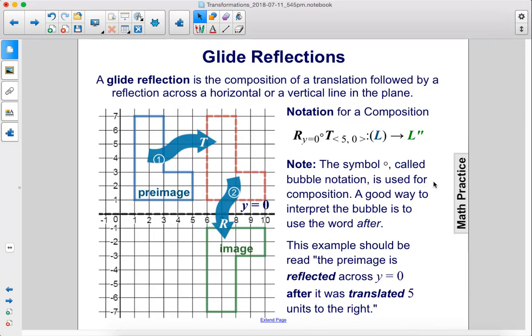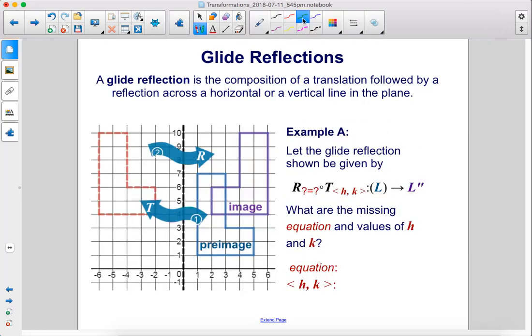A glide reflection is the composition of a translation followed by a reflection across a horizontal or vertical line in the plane. Notation for the composition would look like this, with the translation here, and then the reflection here, L onto L double prime. Note the symbol circle, called bubble notation, is used for composition. A good way to interpret the bubble is to use the word "after." This example should be read: the pre-image is reflected across y equals 0 after it was translated 5 units to the right.